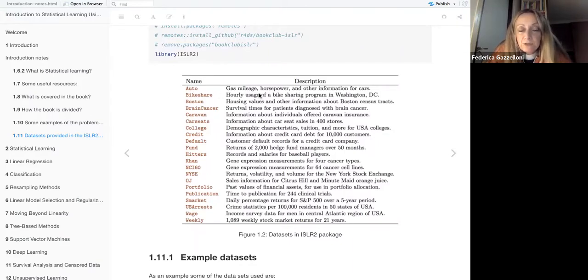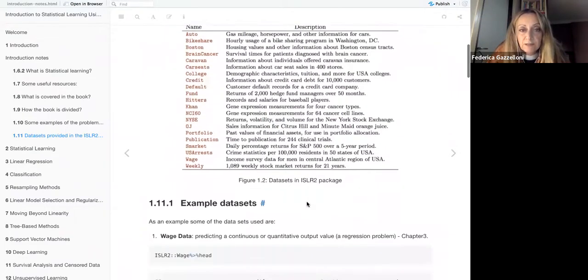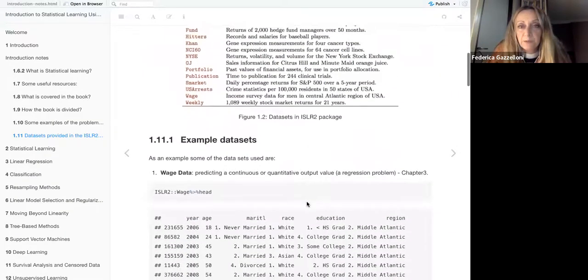There is some about cars, some about bike share, Boston, brain cancer, like survival times for patients diagnosed with brain cancer. Many, even in economics, credit information about credit card debts for 10,000 customers, then gene expression measurements, and portfolio past values of financial assets. So there are many things that we will touch on in the book club.